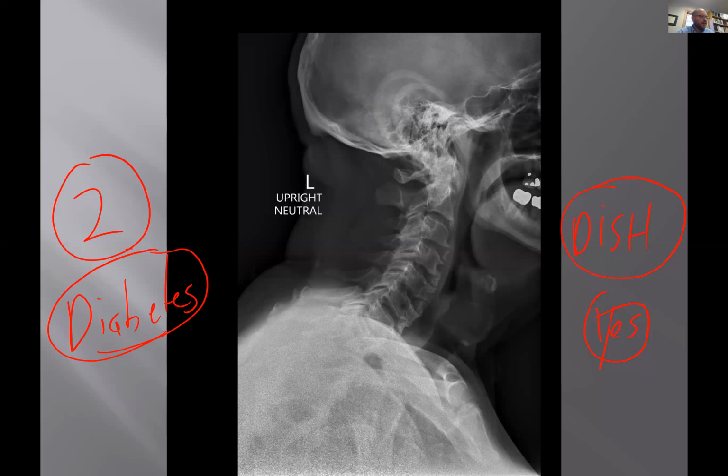Some people are starting to talk about hyperlipidemia in association with DISH, as well as diabetes. But when you come to a little quiz you might have to take, make sure you're looking more for diabetes. But still, hyperlipidemia is starting to get some press with DISH.